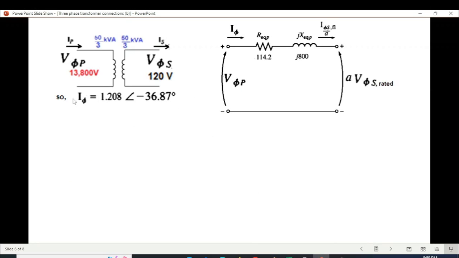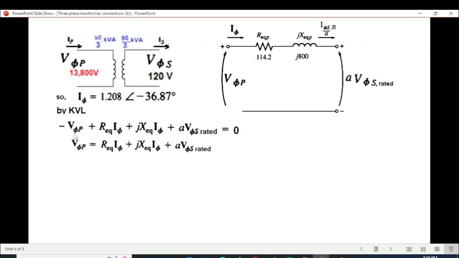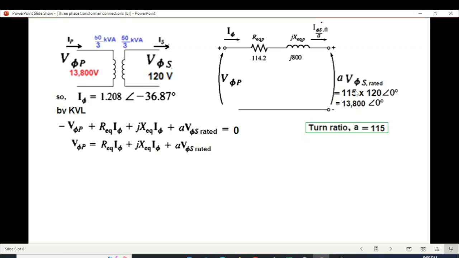So we were here, we had all the parameters. Now we can write the KVL equation. So following this is our KVL equation. From here, V phi P will be this. Now we'll plug in the values. Turn ratio we already know is 115. And this term AV phi S is actually 115 multiplied by 120, so it will be 13800. So we'll use this in place of AVS.